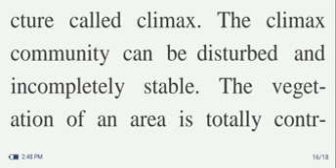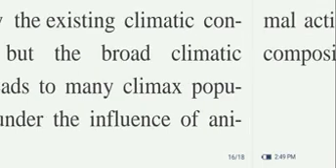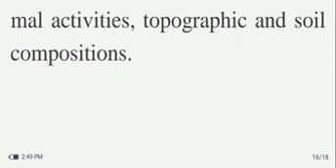The climax community can be disturbed and is not completely stable. The vegetation of an area is totally controlled by the existing climatic conditions, but the broad climatic zones lead to many climax populations under the influence of animal activities, topographic and soil compositions.